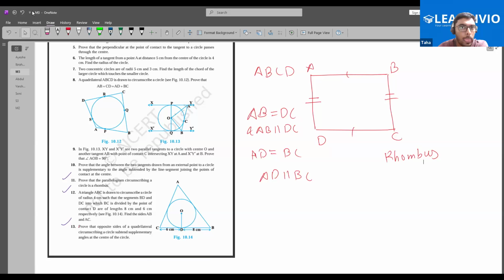The diagonals bisect each other. Bisect each other. But are the diagonals equal? The diagonals are not equal in a rhombus. Okay. All sides are equal, but diagonals are not equal.